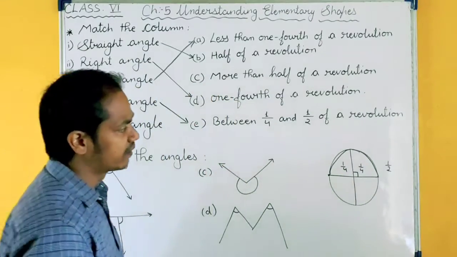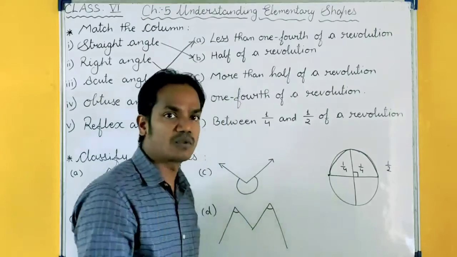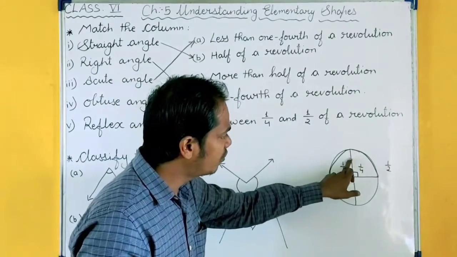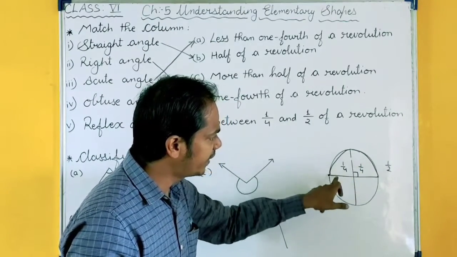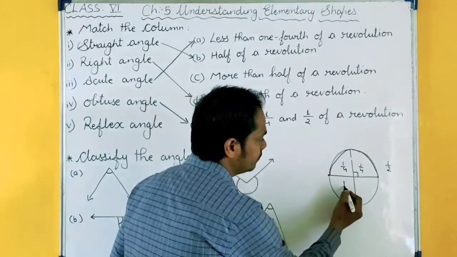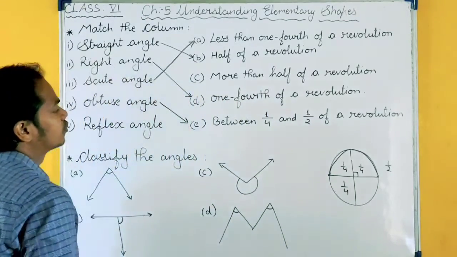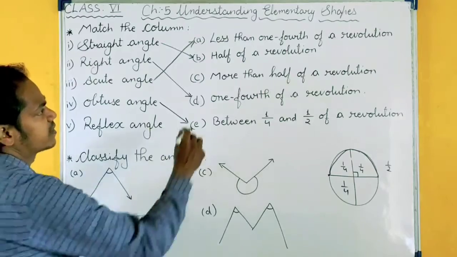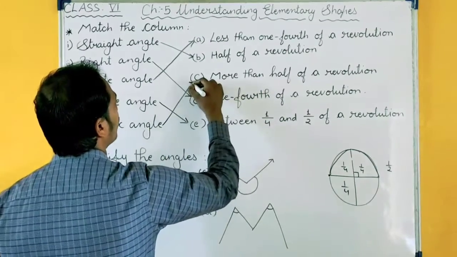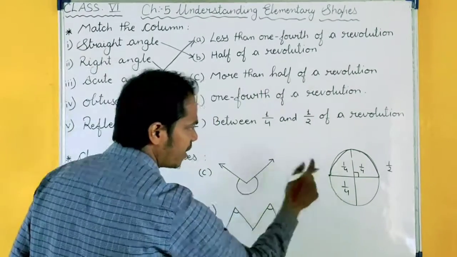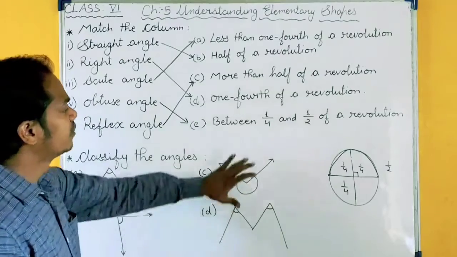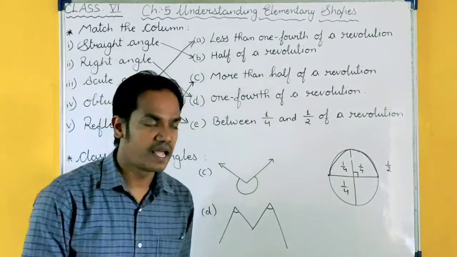Now reflex angle. What is a reflex angle? More than 180. When you cross this 180 degree, you come here in the third quadrant, 3/4 revolution. So you can say reflex angle means more than half of a revolution. This way you have to check these angles.